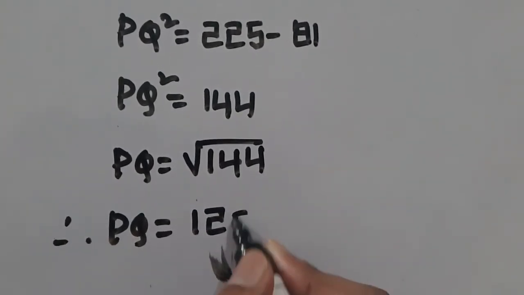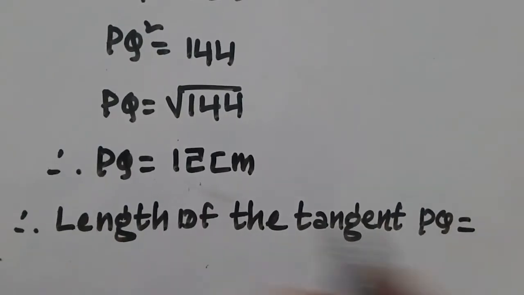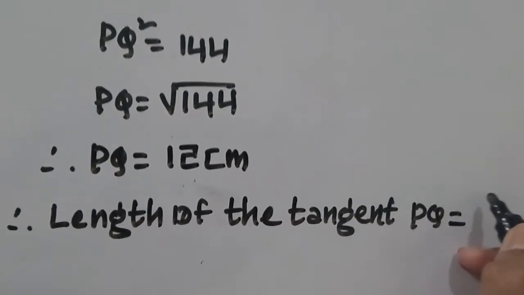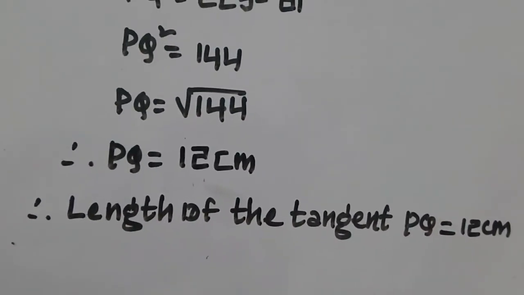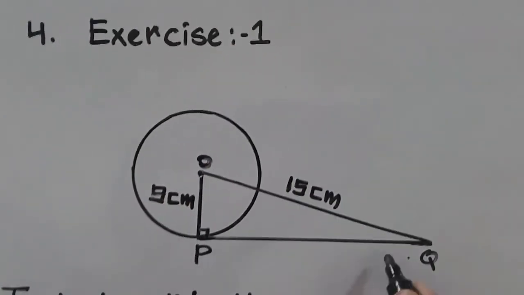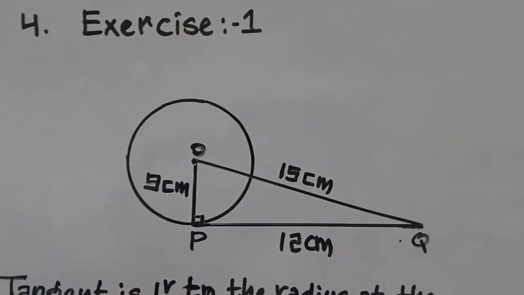Therefore PQ is equal to 12 centimeters. Therefore the length of the tangent PQ is equal to 12 centimeters. Look at the figure, PQ is equal to 12 centimeters. Hence proved.